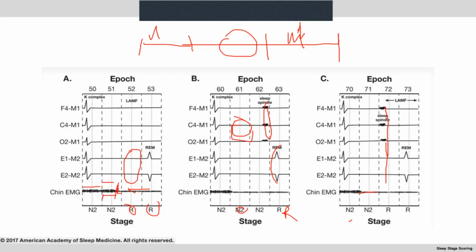Okay, and about 20% of the epoch is covered by the low amplitude mixed frequency, but the next epoch has rapid eye movement. So this rapid eye movement we have to give the priority, and because of this priority, it is R stage. Had this spindle come here, or after this, this stage would have been N2 only, but the spindle is ending within 10 seconds of the epoch, so that's why REM is given more preference.